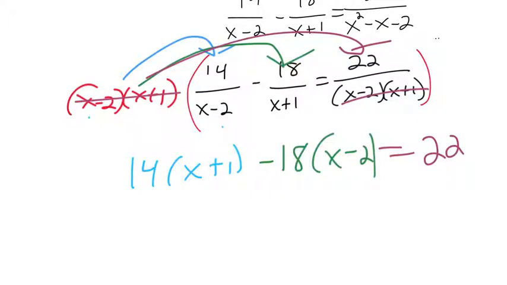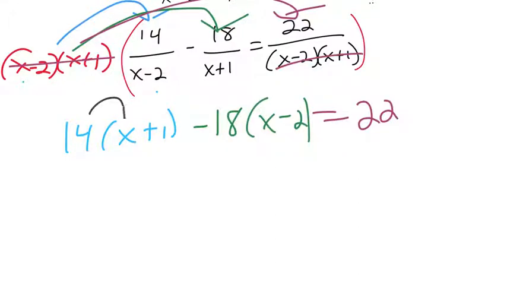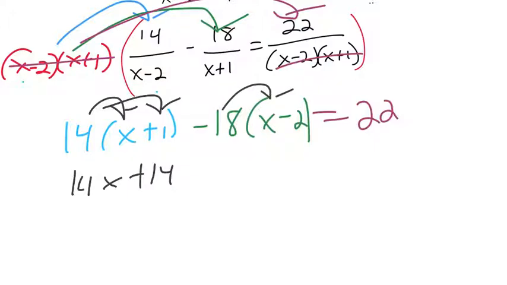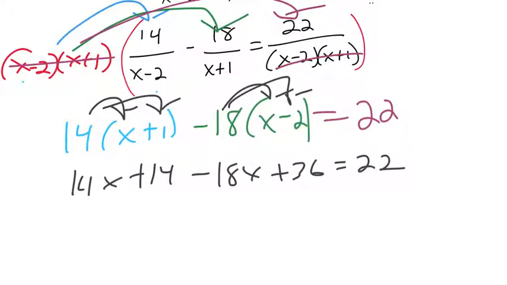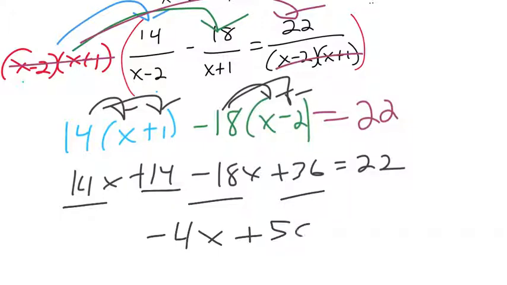Now, what's left over is just a straightforward equation where we have to break down the parentheses by multiplying. We get 14x plus 14. And the big thing students forget to do here is that when they multiply negative 18 times everything, they forget this is going to be a positive 36. So we got some like terms. 14x minus 18x makes negative 4x. And then 14 plus 36 makes 50.